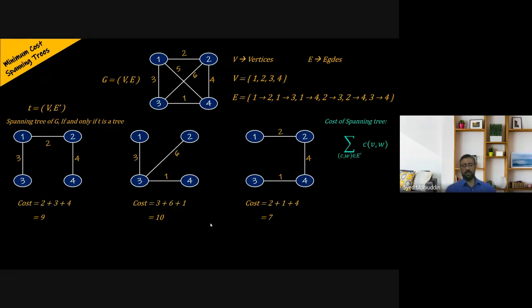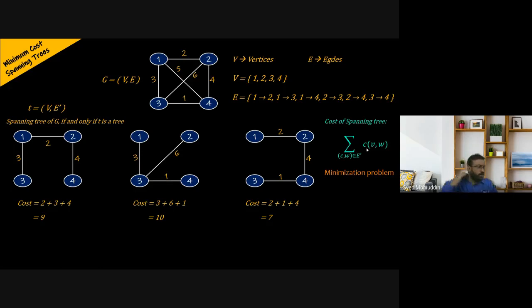So we can't say that. So anyway, what minimum cost spanning tree is: the summation of the cost of the spanning tree should be minimized. If the cost of the spanning tree is minimum, then we say it's a minimum cost spanning tree. So here the problem is a minimization problem.